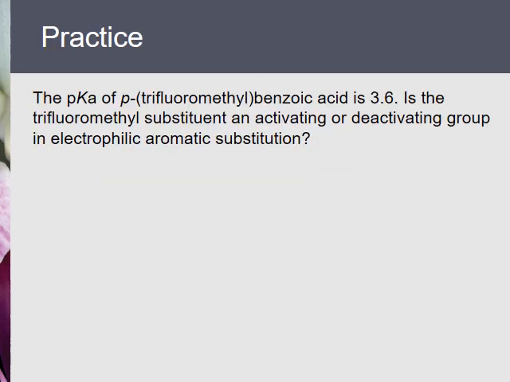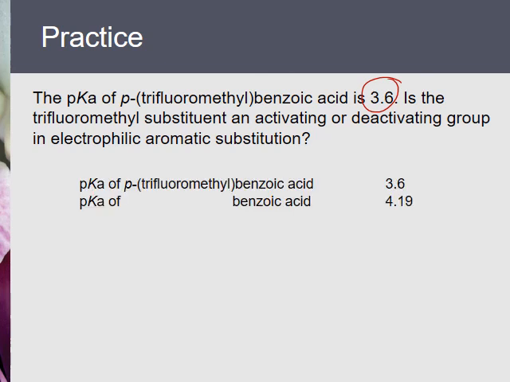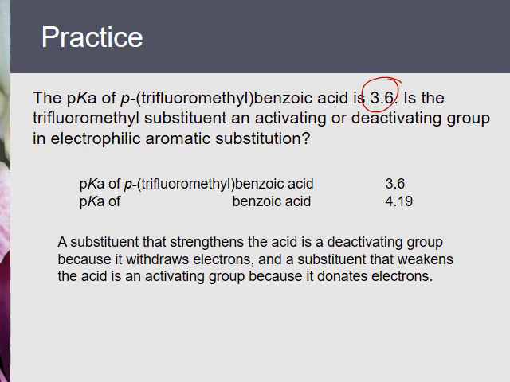Practice. The pKa of para-trifluoromethyl-benzoic acid is 3.6. Is the trifluoromethyl substituent an activating or deactivating group in electrophilic aromatic substitution reactions? So we compare this pKa with benzoic acid, and we can see the pKa becomes smaller, and that means it strengthens acidity, so the substituent must be a deactivator.